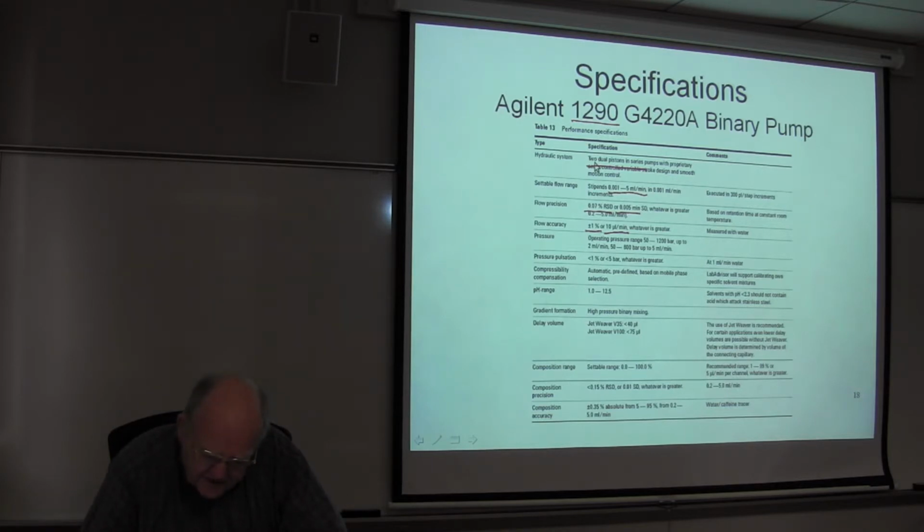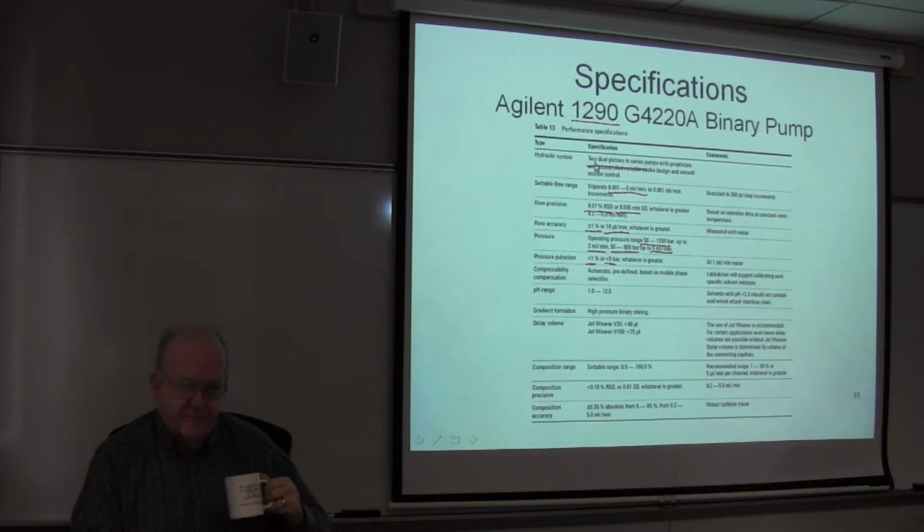Operating pressure goes from 50 bar to 1200 bar at 2 mLs per minute maximum flow rate, or 50 to 800 bar at 5 mLs per minute. In other words, if you want to go fast, you can't go to as high a pressure. That's life. Pressure pulses less than 1% or less than 5 bar, whichever is greater. Certainly have seen it better than that.